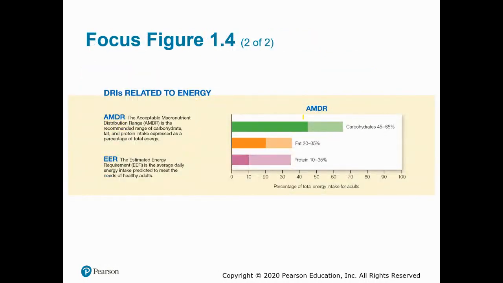So here are the AMDR values. For all of the calories that we take in a day, and again, calories only come from carbohydrate, fat, and protein, 45 to 65% of those calories should be provided by carbohydrates. In other words, of all the calories we eat, the majority should be carbohydrates. 20 to 35% of our total daily calories should come from fat, and 10 to 35% of our total daily calories should come from protein.